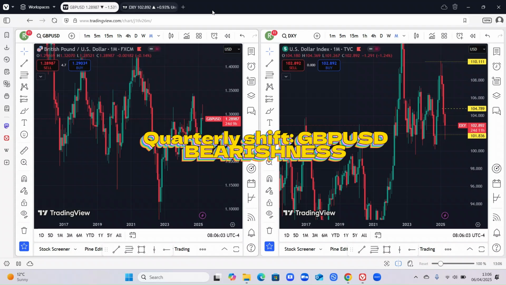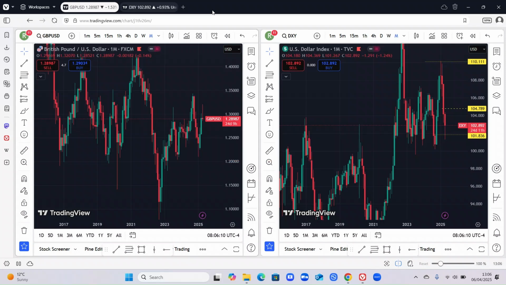Welcome once again. Today is Sunday, the 6th of April, 2025. And like I always do, I am taking a look at the weekly outlook or the monthly outlook for British pound USD, and then with the help of dollar index. On my left hand side is the British pound USD, while on my right hand side is the dollar index. So as we can see, this is a monthly chart.